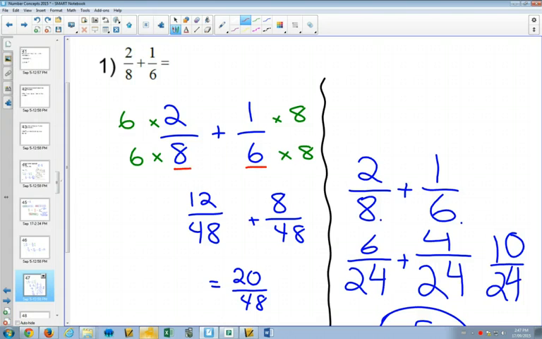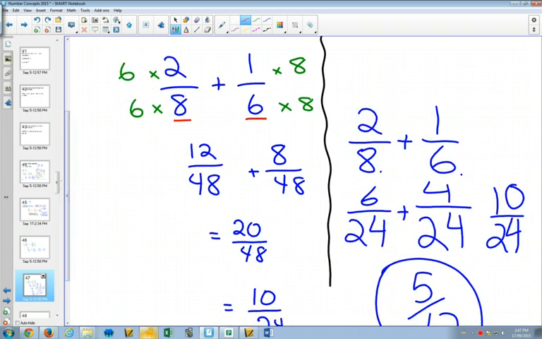You can always get a common denominator if you take the 8 and multiply it by 6, and the 6 and multiply it by 8. And that works out great, and that's a great way to start. However, sometimes, as in this example, there might be a common denominator that's smaller.